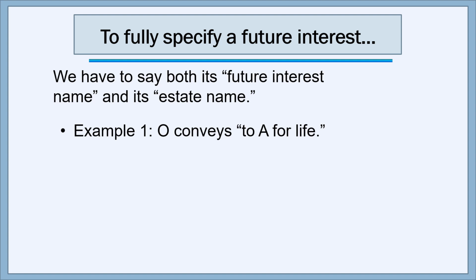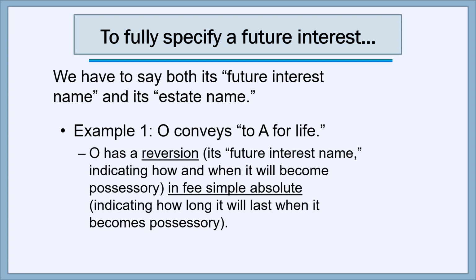So how do we describe O's future interest? Well, we'd first say that O has a reversion. That's its future interest name, and don't worry about the details of that. We haven't covered why it's called a reversion yet, but trust me that it is. That indicates how and when it'll become possessory.